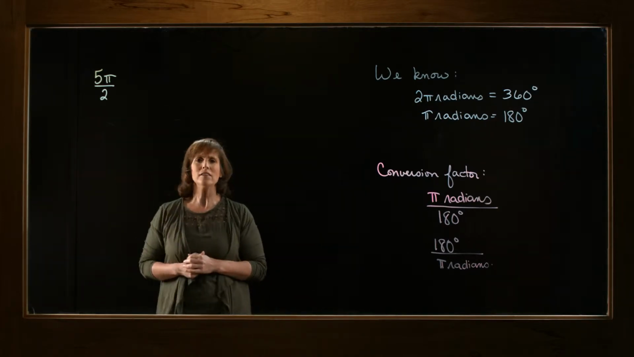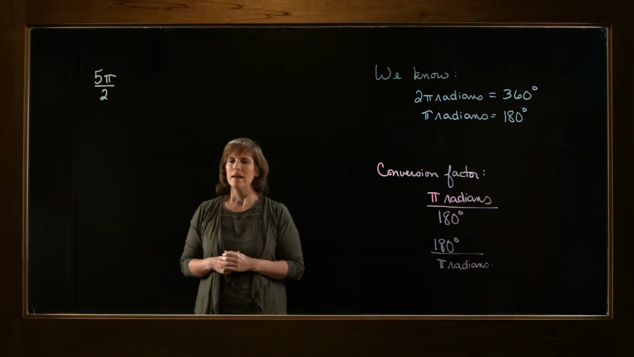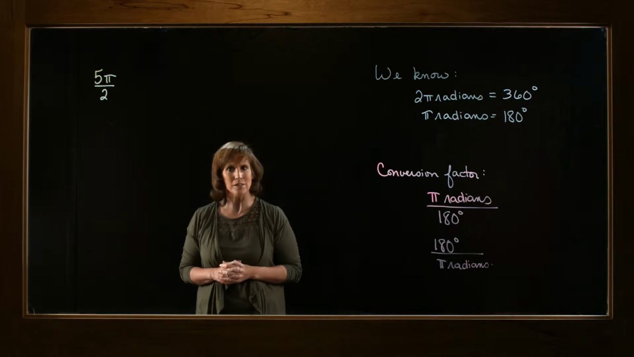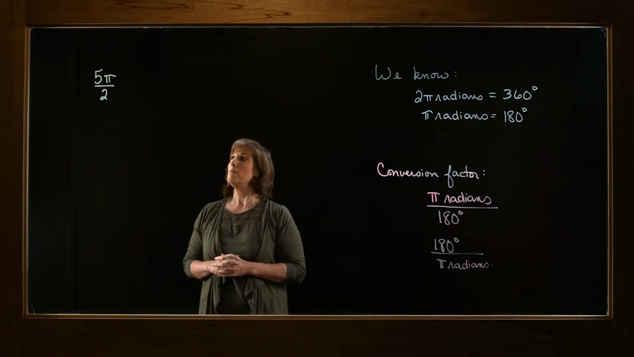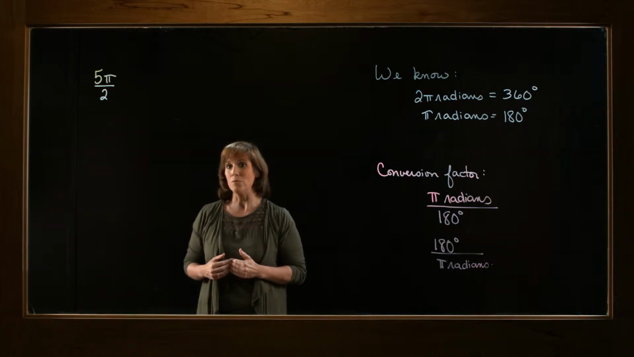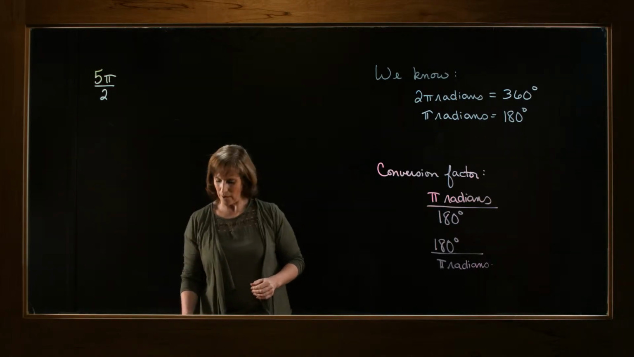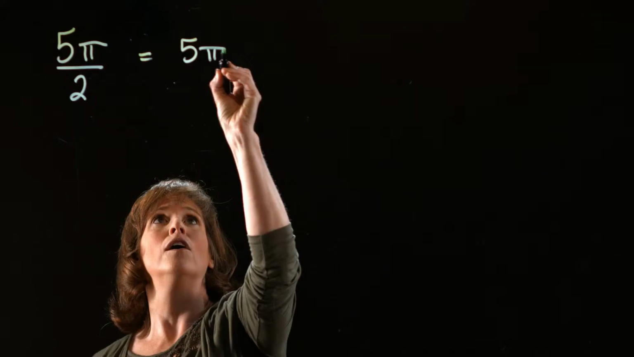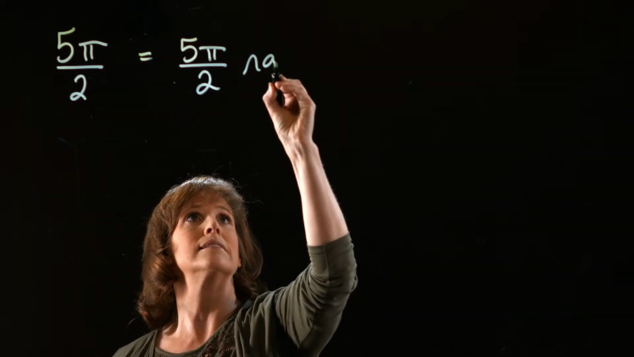Well, my angle is 5 pi over 2. Now at first glance, this may look a little troubling. It looks like it doesn't have a unit associated with it. By convention in mathematics, if there's no unit written, we know that it's going to be written in radians. So I could write this as 5 pi over 2 radians.